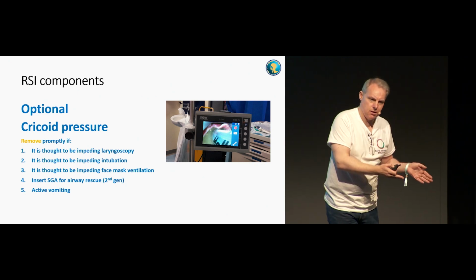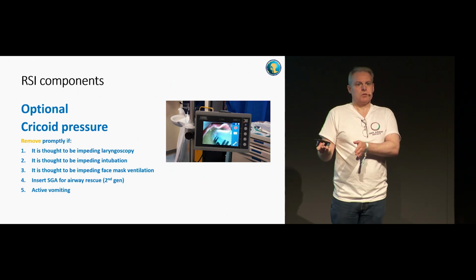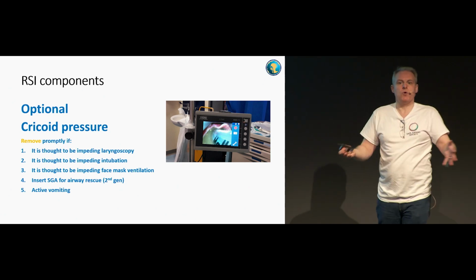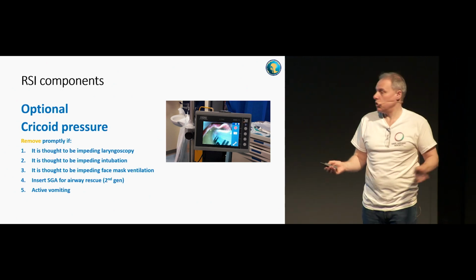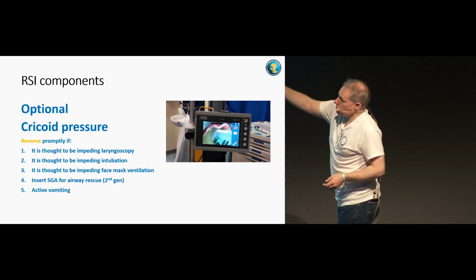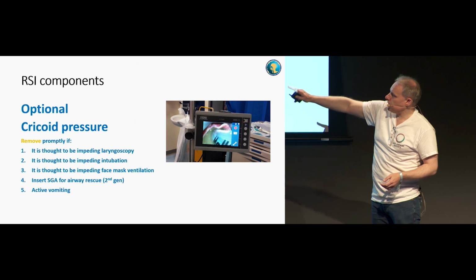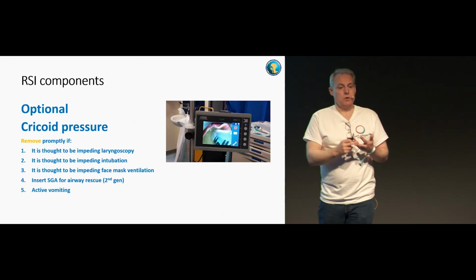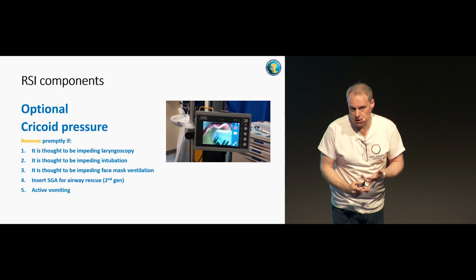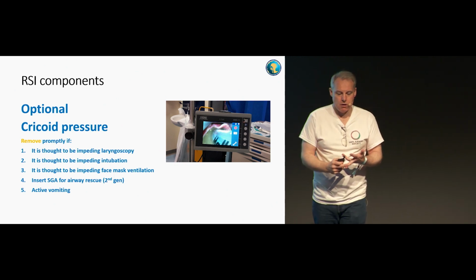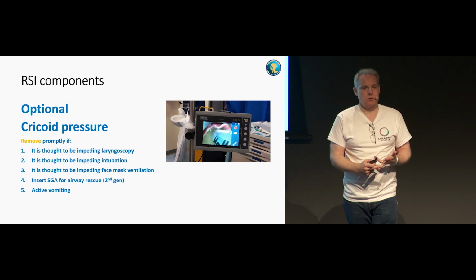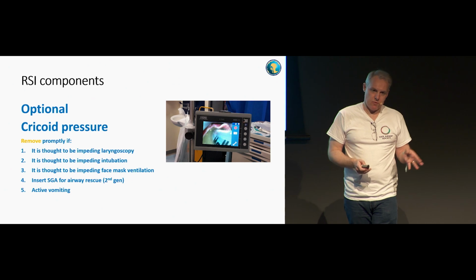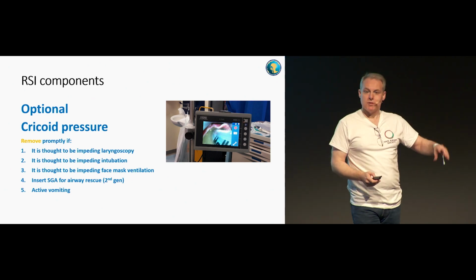So something potentially life-saving, which, there are complications, but you can avoid them all in less than 1 second, no problem. Okay? So if you're going to use it, that's fine. But if it's thought to be impeding laryngoscopy, impeding passing of the tube, if it's impeding face mask ventilation, rescue oxygenation, take it off. If you're going to insert a supraglottic airway, you've got to get into the hypopharynx, so you need to remove it then as well. Shouldn't be active vomiting in a paralysed patient, but if there is, take it off.